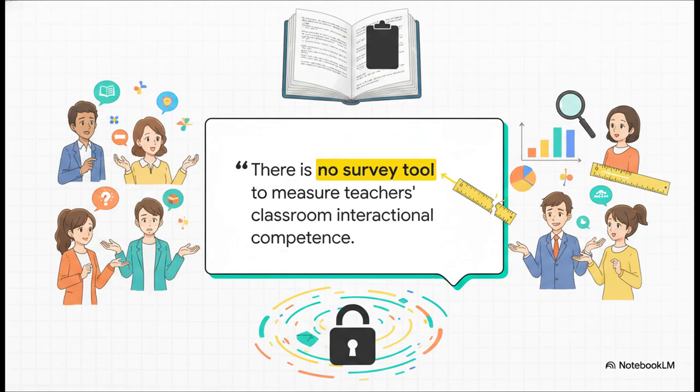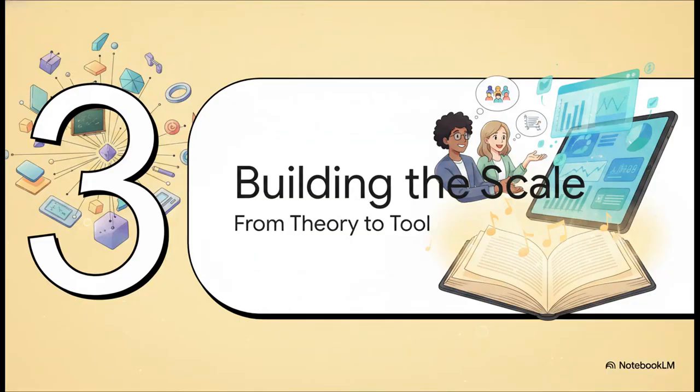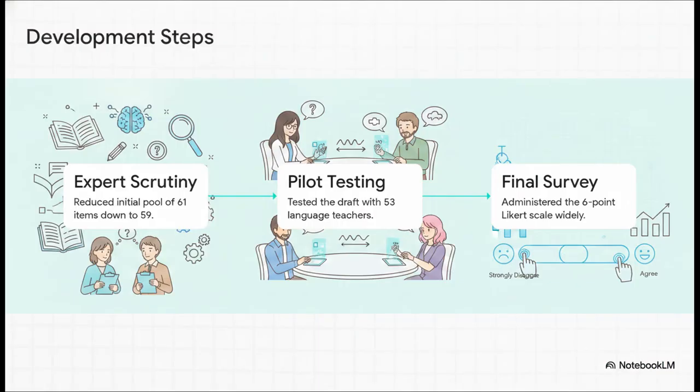And it begs the question, if you can't measure it, how on earth can you expect teachers to systematically improve it? Which brings us to Section 3, building the teacher scale, taking us from theory to a fully validated tool. So how did they fix this? Well, they built this tool on incredibly solid science. Step 1, they generated a huge pool of items based on existing literature and had experts in applied linguistics and statistics rigorously scrutinize them. This reduced their initial 61 items down to 59.